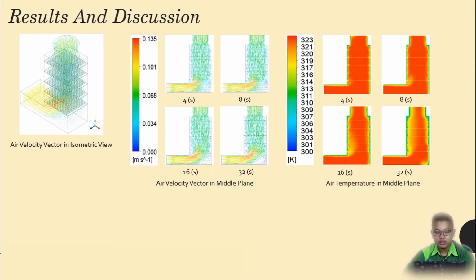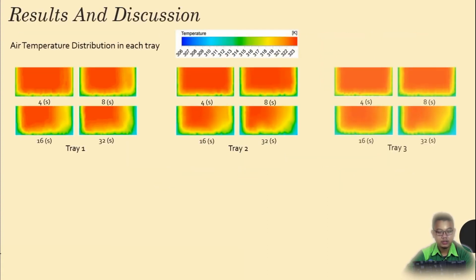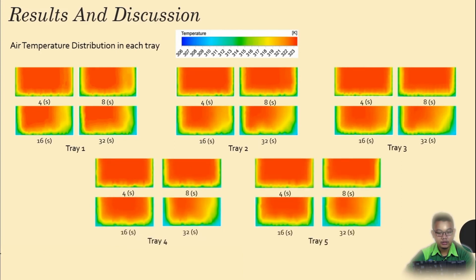It was because the air touched the wall. It is called conduction heat transfer. The air temperature in each tray was analyzed. There were tray position and time changes. It had a purpose to know the air temperature distribution from time to time and the optimum tray position.